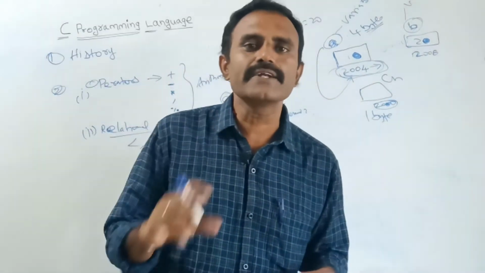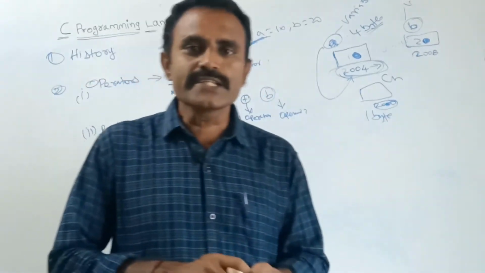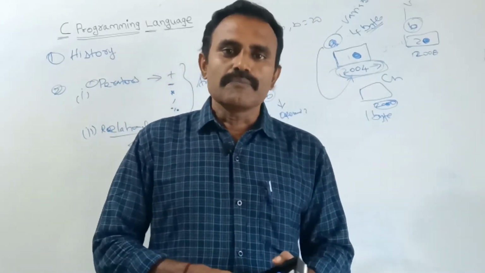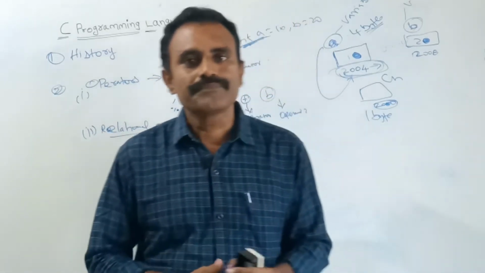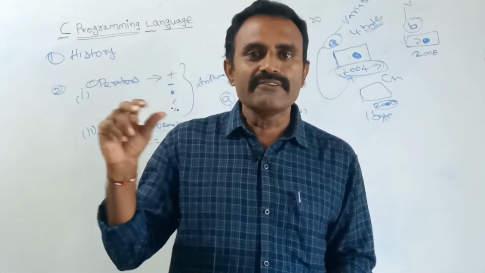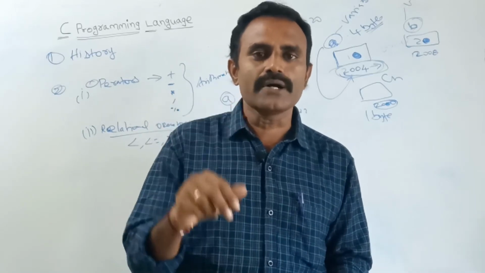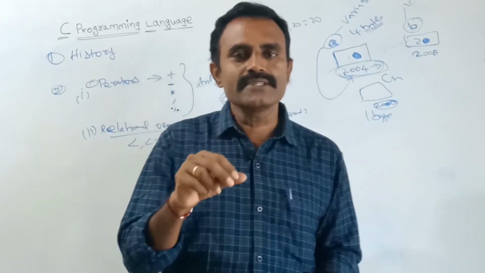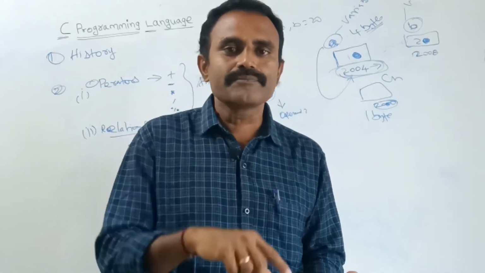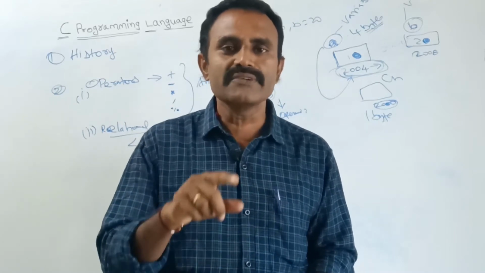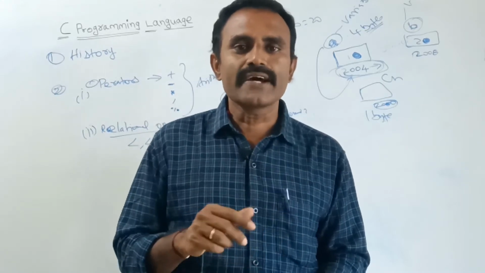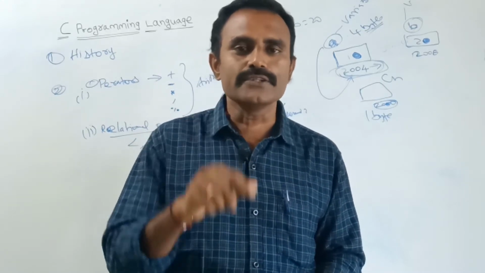The relational operator is mainly used in C programs for comparing two numbers or two values. The first thing you should remember is that when we use a relational operator in the coding part, we are checking some condition, and at that time the relational operator returns boolean values. If the condition is true, it will return 1. If the condition is false, it will return the value 0.